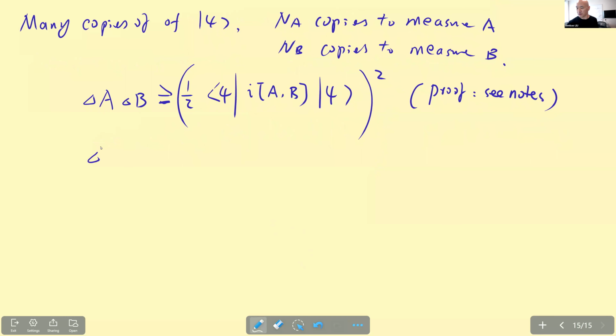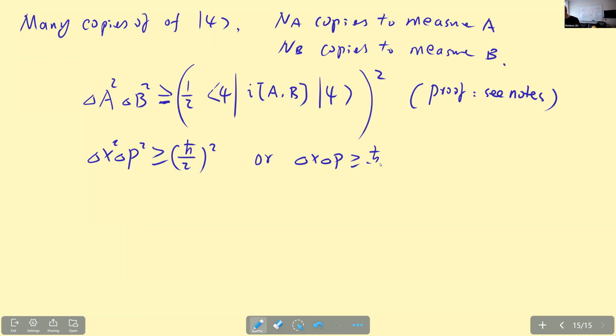And in particular, for ΔX and ΔP, you know that the commutator between X and P is just iħ, right? So, sorry, that's a square. Or you have ΔX ΔP is greater than or equal to ħ over 2. So this is the Heisenberg uncertainty principle.